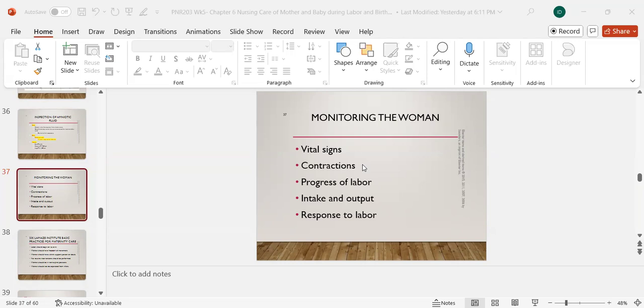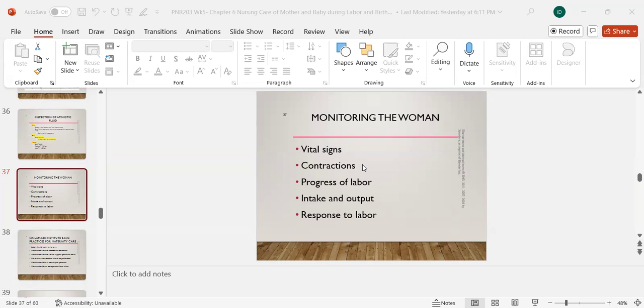And then intake and output always. In labor and delivery, we do give a lot of fluids. So we want to make sure what we put in is what we get out. And of course, the last, very important, is her response to labor.